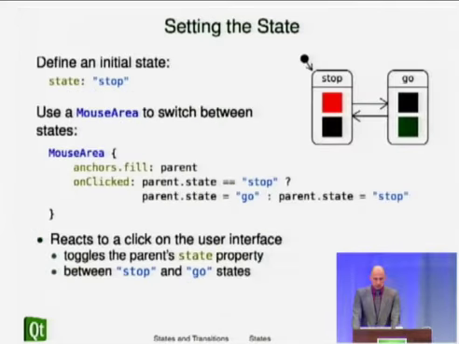All right. Now, how do we glue this together? Well, we want to change state based on clicks. So first we need a mouse area to actually get any clicks. We tell the mouse area to fill its parent, so we have a clickable area, and then we say, when you are clicked, dear mouse area, please change the parent state. If the parent state is stop, go to the go state, and otherwise go to the stop state. So this is a toggle, right? If it's in stop, go to go, otherwise go to stop.